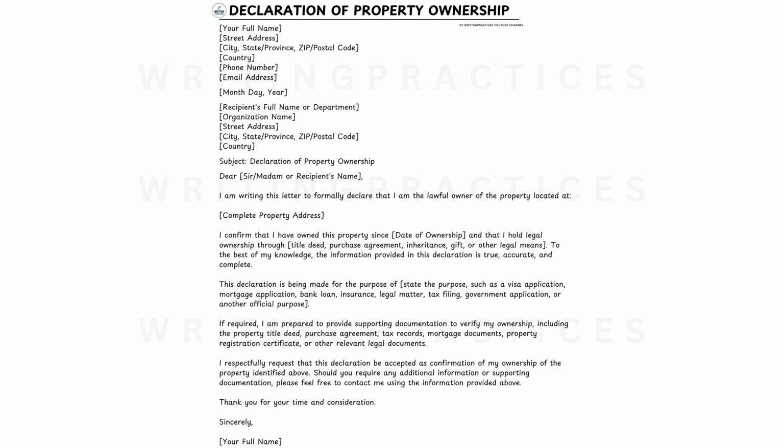Before submitting your declaration of property ownership letter, carefully review every detail to ensure the property address, ownership date, purpose of the declaration, and legal information are accurate. Include copies of your title deed, purchase agreement, property registration certificate, tax records, or any other supporting documents if requested. A strong declaration is clear, truthful, supported by official evidence, and gives the reviewing organization confidence that you are the lawful owner of the property described in your letter.